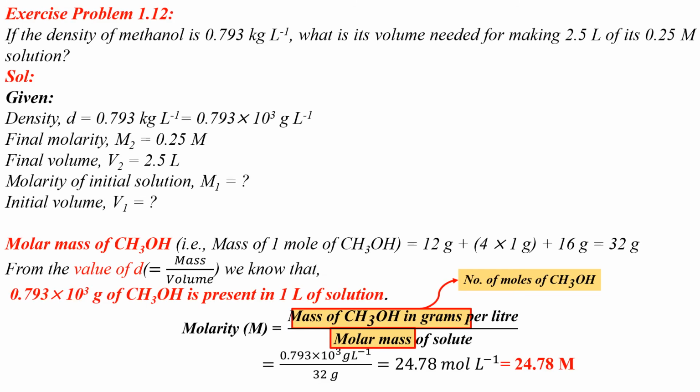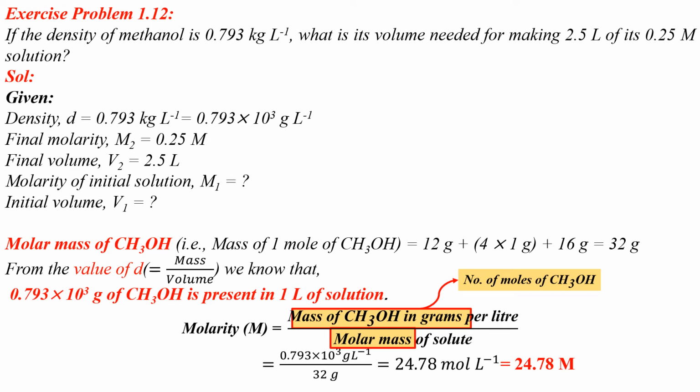Exercise problem 1.12. If the density of methanol is 0.793 kilograms per liter, what is its volume needed for making 2.5 liters of its 0.25 molar solution? In this problem, you are asked to calculate the molarity M1 of the concentrated stock solution of methanol first. And then you are asked to find out the volume V1 that should be withdrawn from this concentrated stock solution of methanol in order to make a 0.25 molar solution of 2.5 liters.